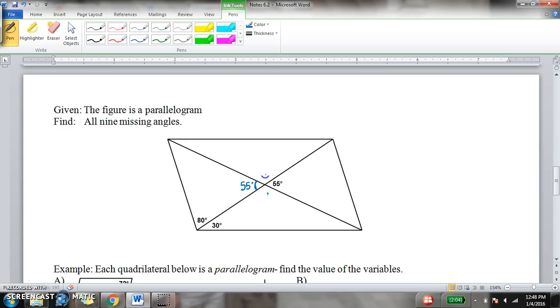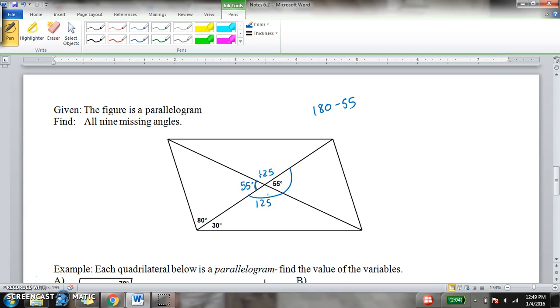To find these two angles, which are also vertical from each other, we can take 180 minus 55, since these two angles right here add up to 180 and make a straight line, a linear pair. So if we do that, we get 125 here and 125 here, because these are vertical angles.